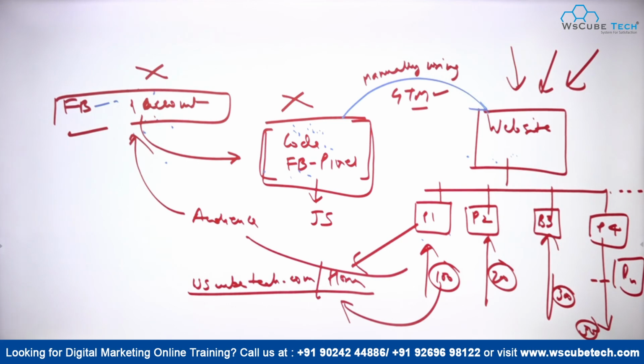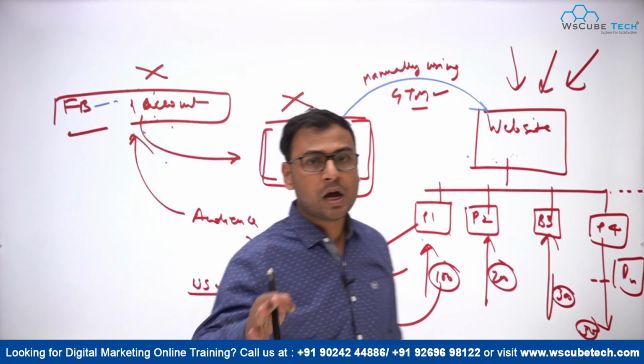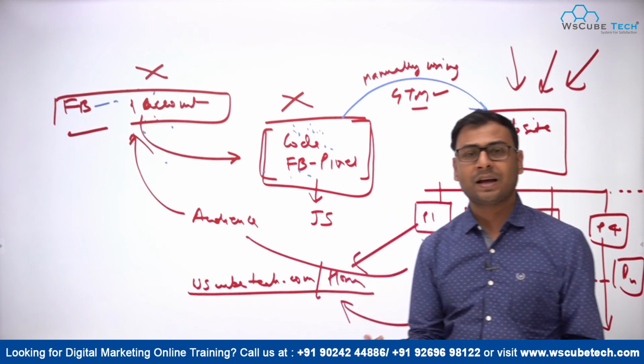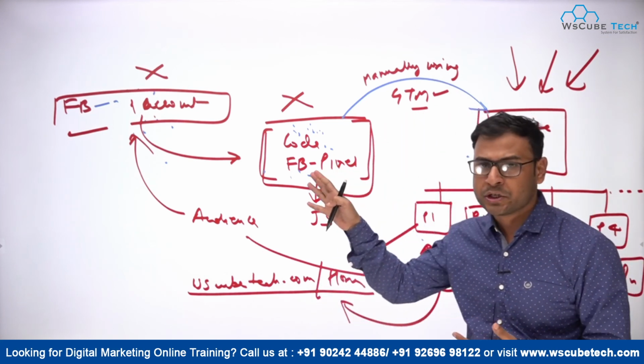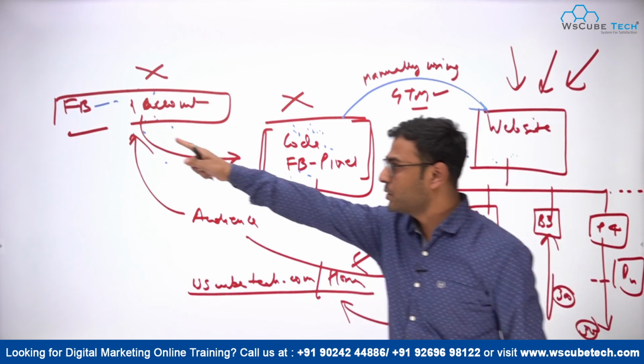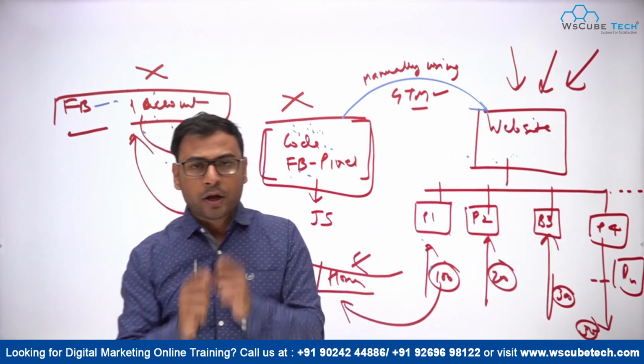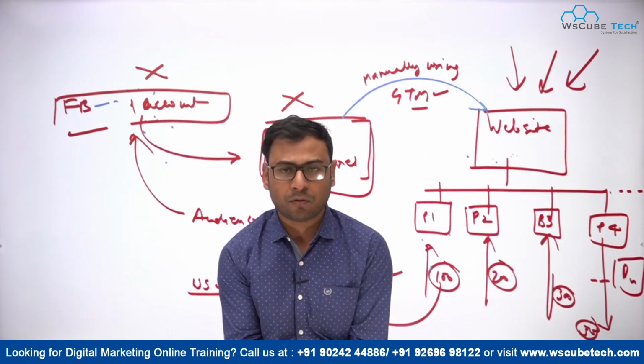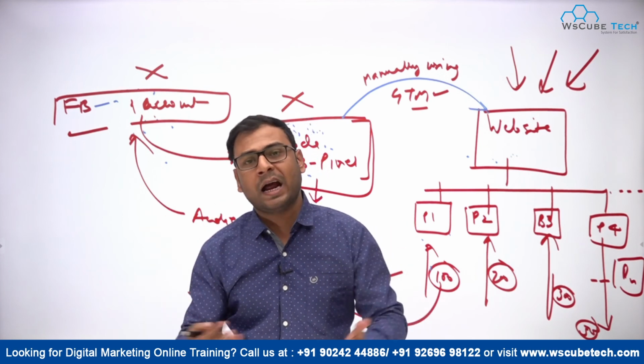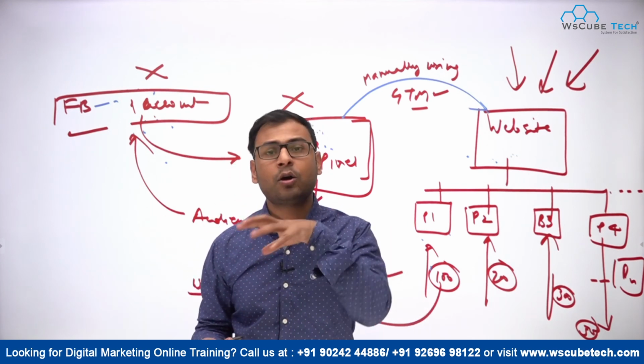So without Facebook Pixel, you cannot bring data from your website, or the interactions of the users from your website, to your ad account. This is why we require Facebook Pixel. Facebook Pixel captures the information and sends it to your Facebook account, and based on that information, you can run different campaigns. That is basically called retargeting.